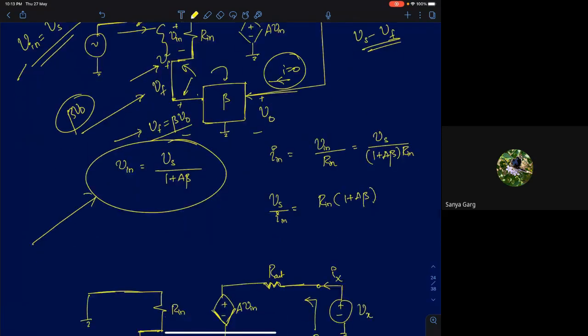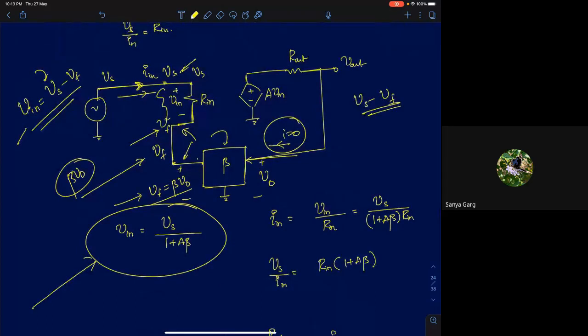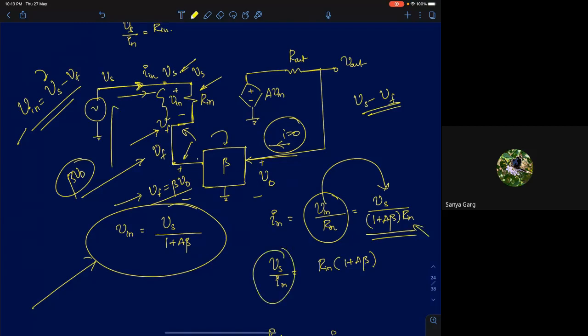Now, I in will simply be given by V in, which is the voltage across the input resistance, divided by R in. But we'll substitute V in as Vs upon 1 plus A beta. So then you get the input current as Vs by 1 plus A beta into R in. Therefore, Vs by I in, which is your input resistance in the closed loop, is R in into 1 plus A beta. So the input resistance in closed loop is getting multiplied; it's going to look like an amplified version of the input resistance in open loop.